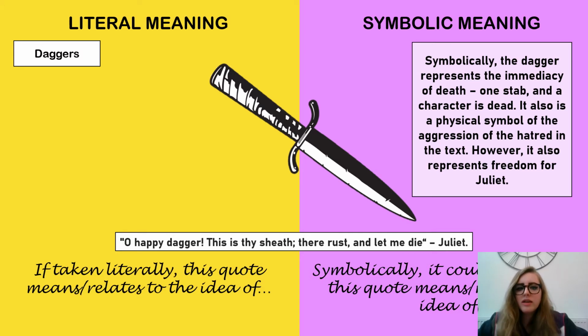Okay, so literally daggers are used for characters to injure each other or themselves, but symbolically it represents the immediacy of death. One stab and a character is dead. It's also a physical symbol of the aggression, of the hatred in the text.